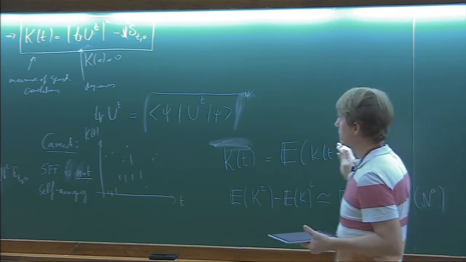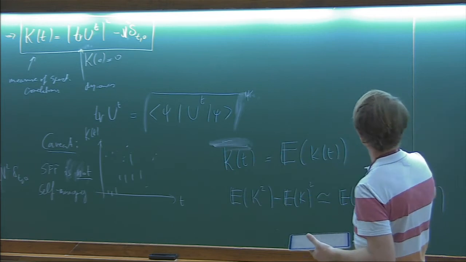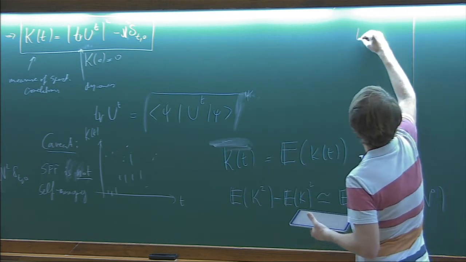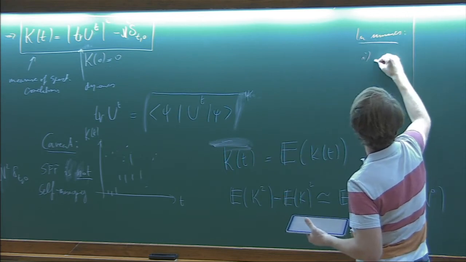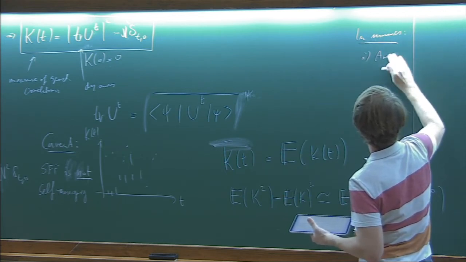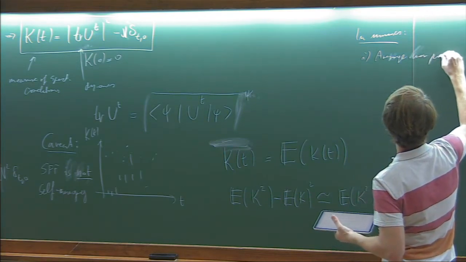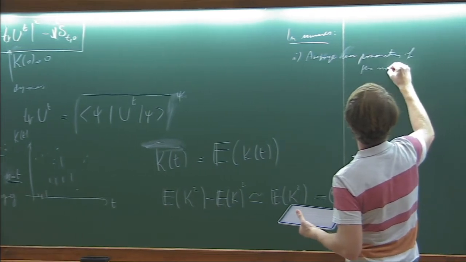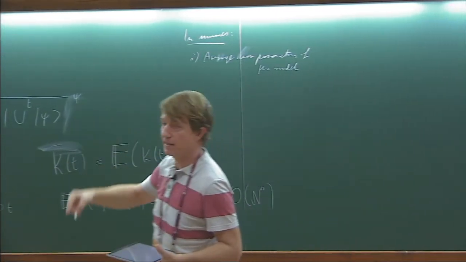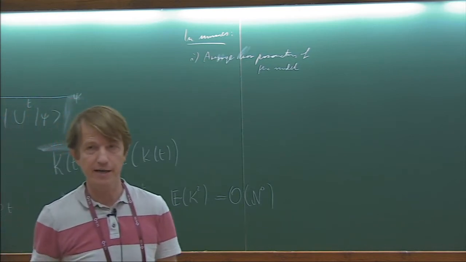So what people in numerics sometimes do is simply average over parameters of the model, for example over magnetic field or over spin-spin interactions and so on. It turns out that it is enough. Again, I will show you some pictures.